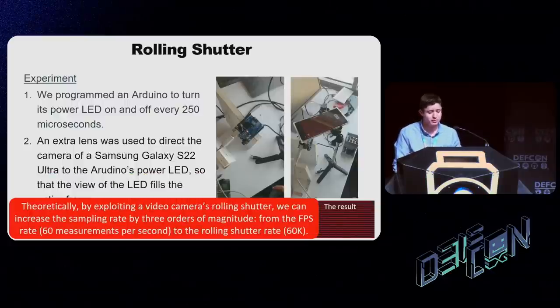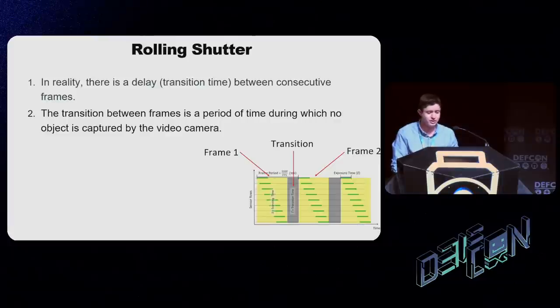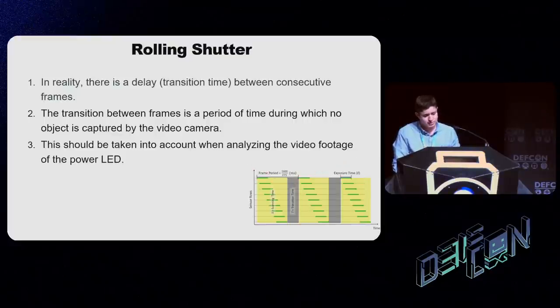Theoretically, by exploiting a video camera's rolling shutter, we can increase the sampling rate by 3 orders of magnitude, from the FPS rate, 60 measurements per second, to the rolling shutter rate, 60K. In reality, there is a delay, a transition time, between consecutive frames. The transition time between frames is a period of time during which no object is captured by the video camera. You can see it here in the figure, that between two consecutive frames, there is a transition time. This should be taken into account when analyzing the video footage of the power LED.